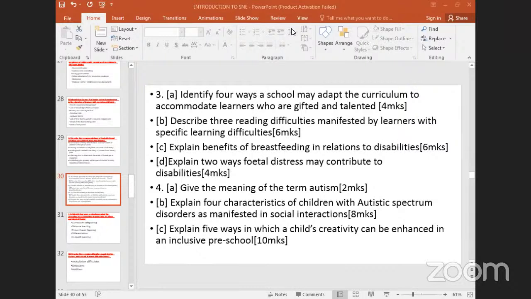Also, ability grouping. Ability grouping, expound on it. You select the learners with similar abilities together to work as a group. It's talking about adapting the curriculum.